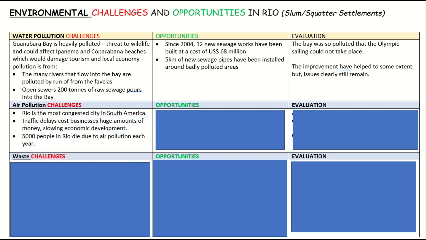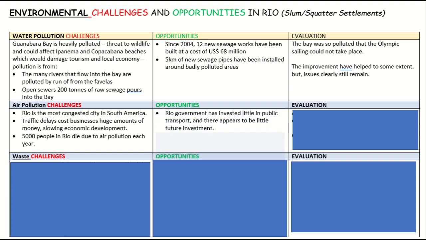We've also got air pollution. Rio is the most congested city in South America. The traffic delays have huge economic impacts, and 5,000 people die every single year in Rio due to the air pollution. Now, that's obviously with the increase in lung cancers, with the increase in breathing issues like asthma, bronchitis, etc. as well. But Rio, the most congested city in South America, if you add in the fact that it's got these really steep-sided valleys that trap a lot of the airflow in, Rio has a real problem.